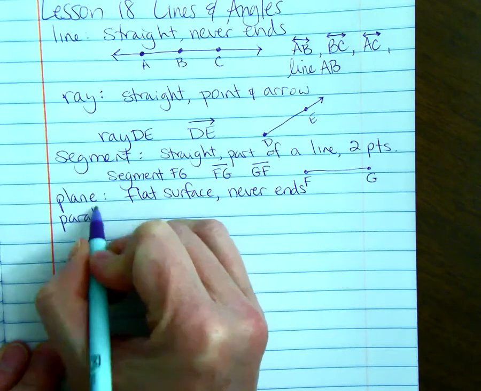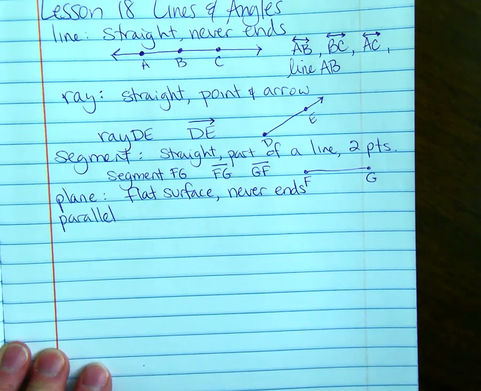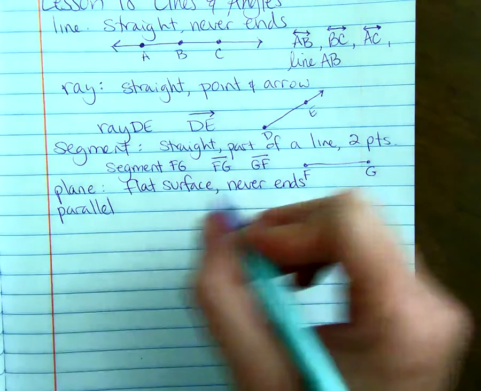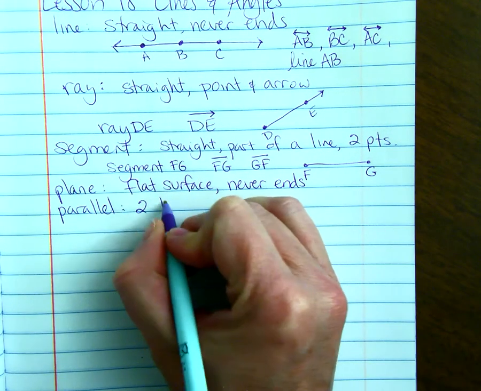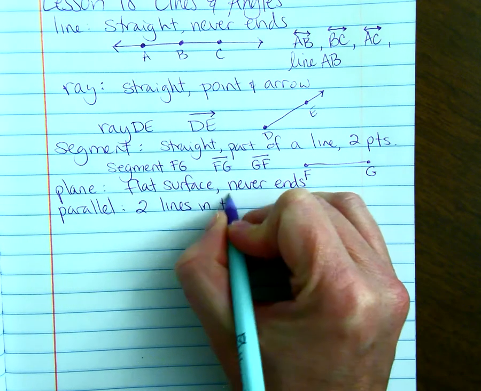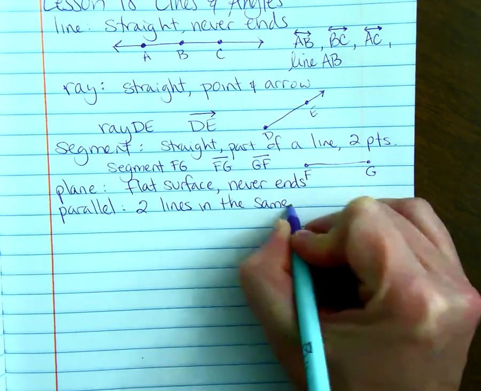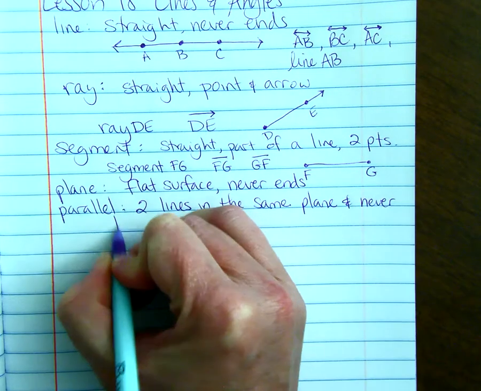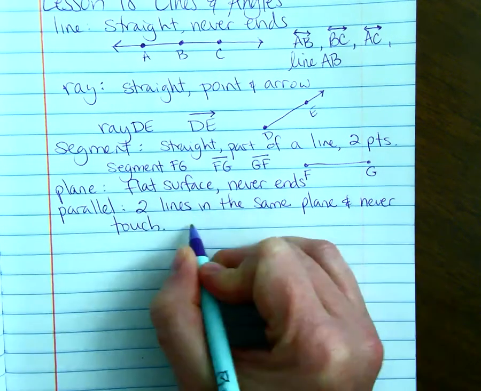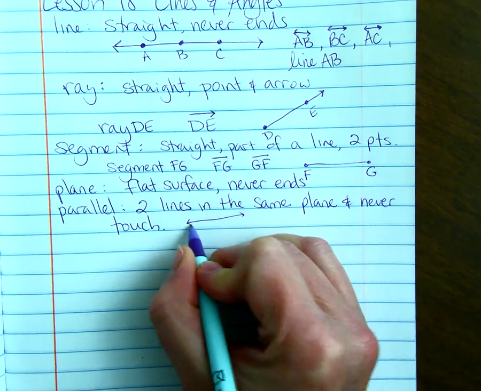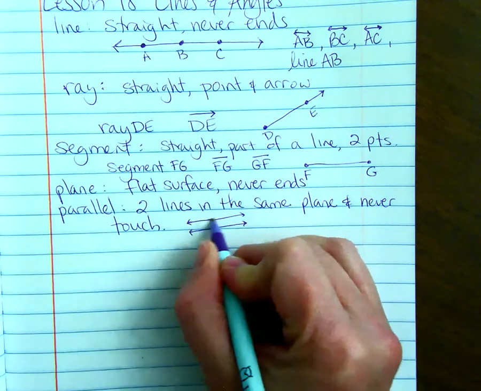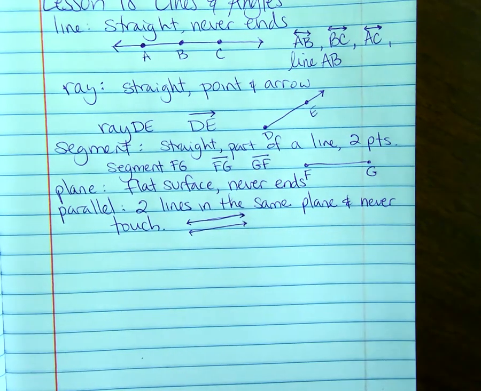Parallel, when we talk about parallel lines, we're talking about 2 lines that are in the same plane and that never touch. So if we were to draw an example of 2 parallel lines, we just draw one line, then another one that's going in the same direction, has the same slope, 2 arrows. These 2 lines would be considered parallel.